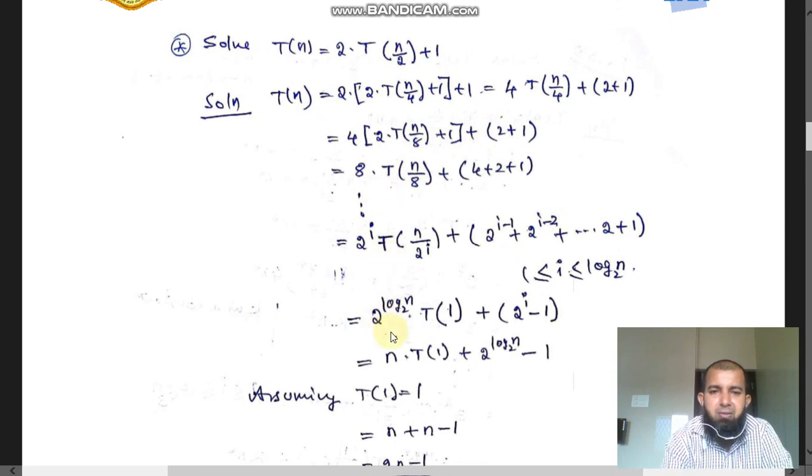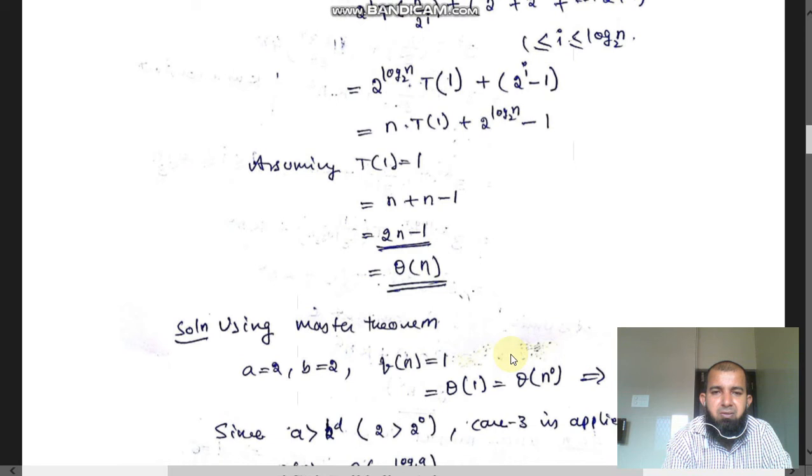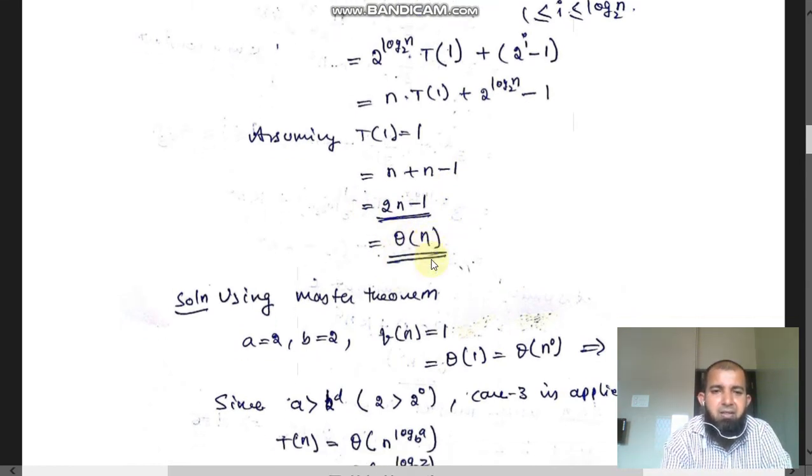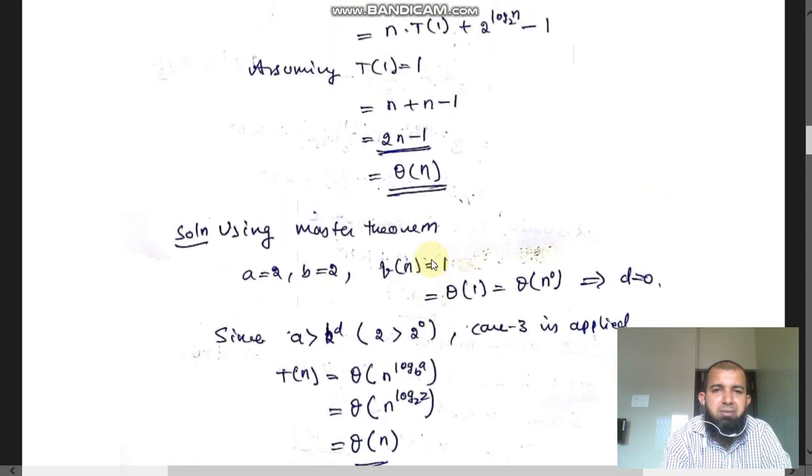Then finally 2 to the power of log n base 2 T(1) plus 2 to the power of i minus 1. So these are the constants. T(1) is equal to 1. So what remains is n, so here also n remains. So n plus n is 2n minus 1. Remove the constants, what remains is Theta(n). So by the substitution method you get Theta(n).